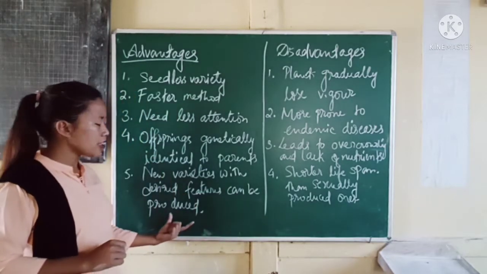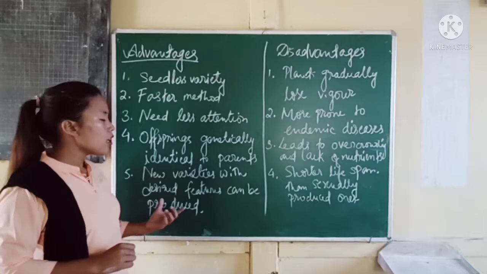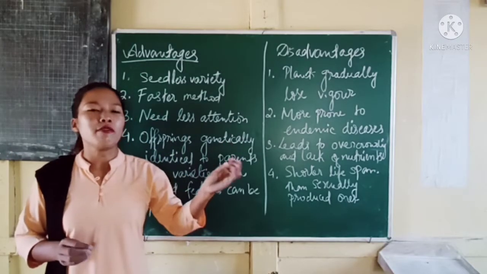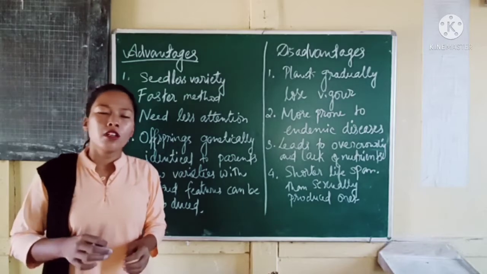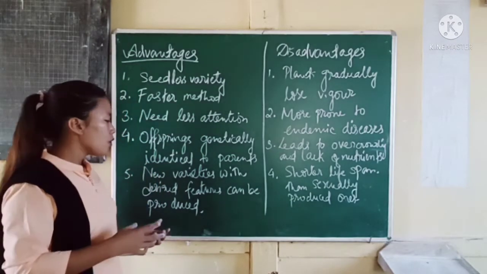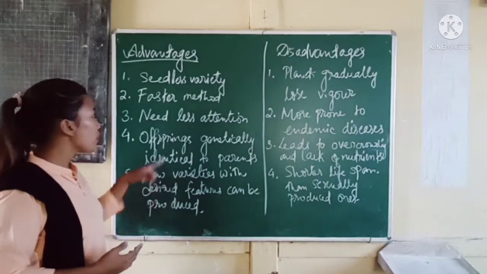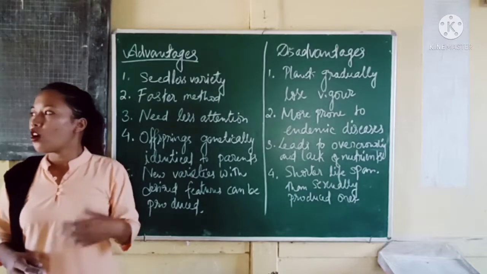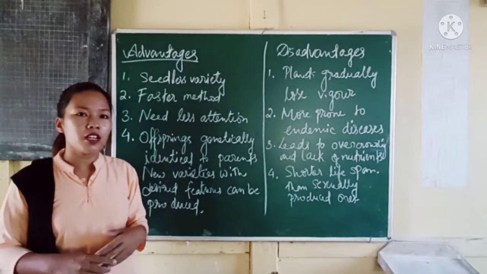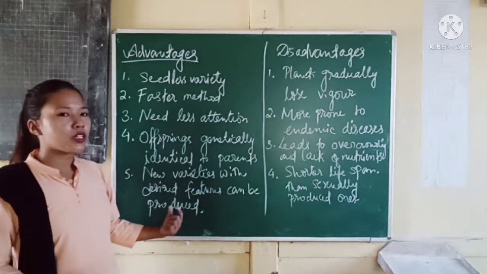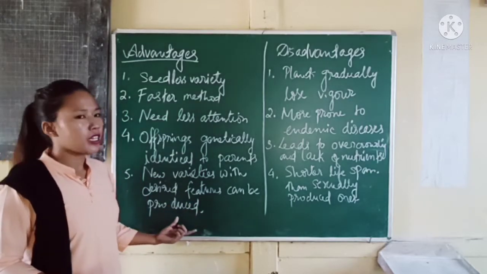But in vegetative propagation, we can be very sure. If we want to take a red color flower only, then we can produce that one. Or if we want to produce a seedless variety, we can produce that one. Whatever we desire, we can produce new varieties. With the help of vegetative propagation, we can produce new varieties with desired features, whatever characters we want.